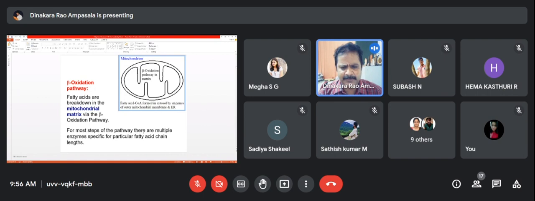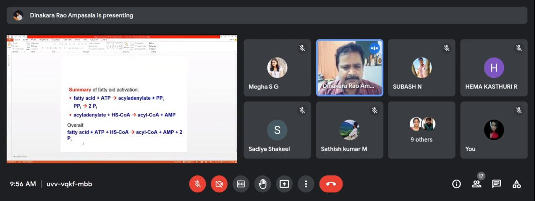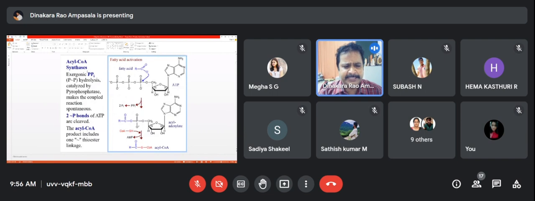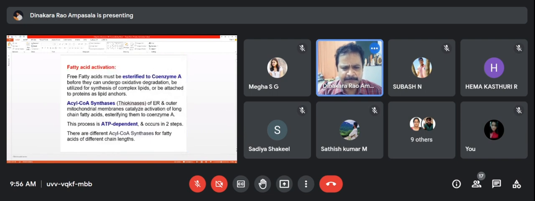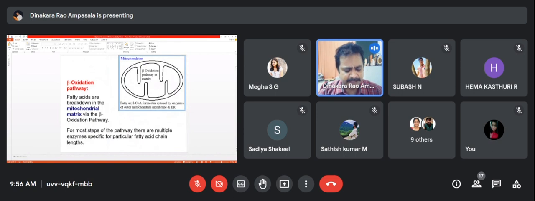For most steps of the pathway, there are multiple enzymes specific for a particular fatty acid chain length. As I said in the previous class slide, the activation enzymes, acyl-CoA synthetases and thiokinases, are present in different isoforms depending on the length of the chain. Likewise, for this oxidation, different types of enzymes will be present based on the fatty acid chain length.